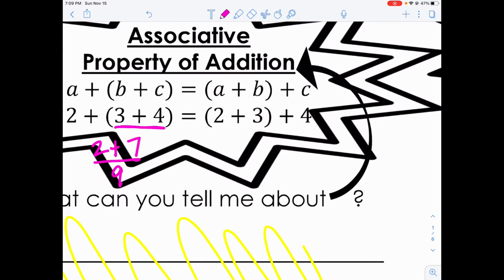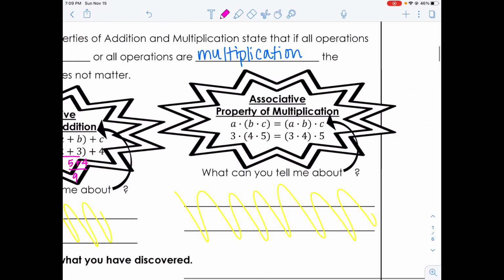Doing the other side, do what's in the parentheses first. 2 plus 3 is 5. Bring down the plus 4, and 5 plus 4 is still 9. So the order of their grouping does not matter because it still gives you the same total. The same applies for multiplication.